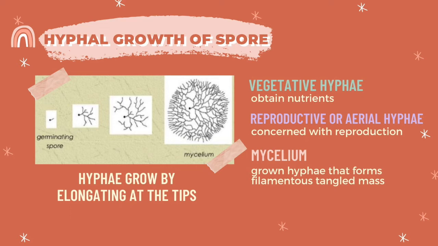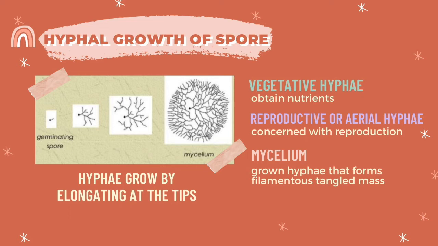The portion of a hypha that obtains nutrients is called the vegetative hypha, while the portion that is concerned with reproduction is the reproductive or aerial hypha. Lastly, when environmental conditions are suitable enough, the hyphae grow to form a filamentous tangled mass called a mycelium, which is visible to the unaided eye, and a mycelium may range in size from microscopic to very large.